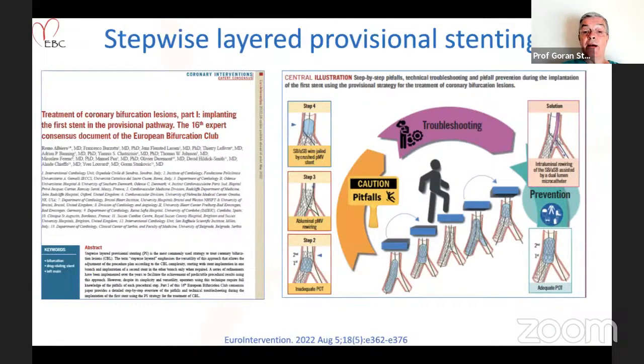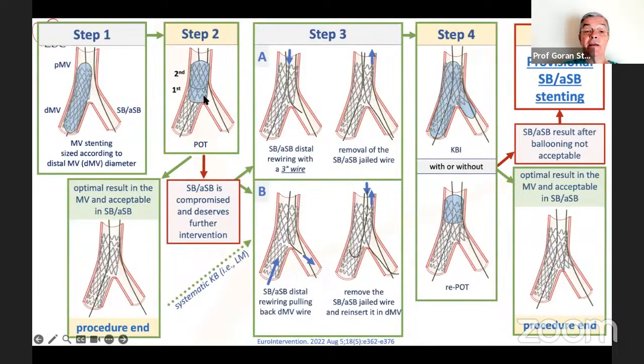And this stepwise layer provisional stenting is described step by step in our consensus documents from 2022, part one provisional, part two, two stent strategies. And these are the five steps that we defined. Stenting of the main vessel according to distal main vessel diameter, mandatory POT, wire exchange, plus minus kissing, plus minus repot. And if second stent is needed, then we recommend to go with the second stent.